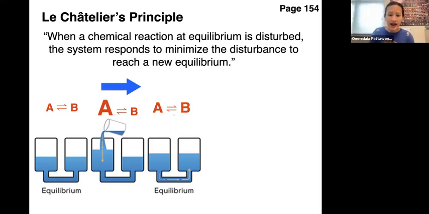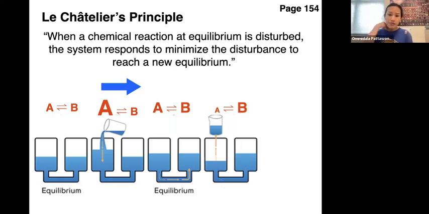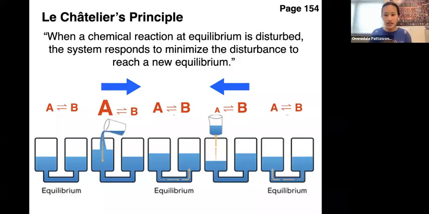Now, another way that I can disturb this is by removing A. So I can take out A. If I do that, you are disturbing the equilibrium, and in this case, you have less A. The reaction is going to respond by producing more A, so B is going to convert to A. The reaction would shift from B to A until the equilibrium is established again. All of this is part of Le Chatelier's principle.